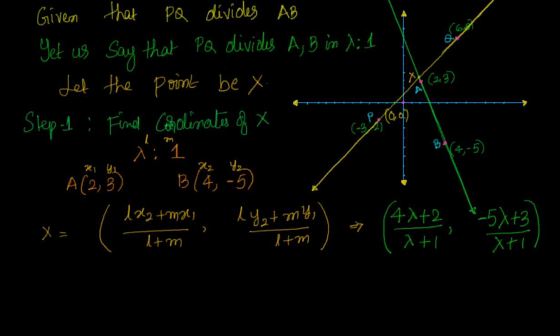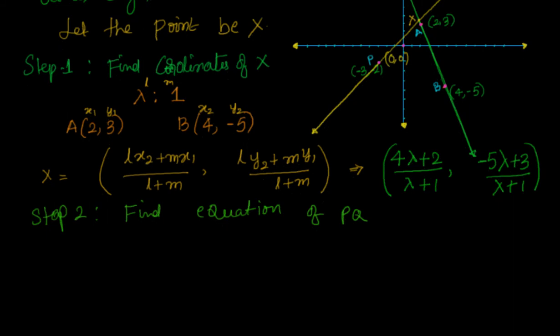So that is step 1. Now let's go to step 2. Step 2 is to find the equation of PQ. Here we will use the 2-point form, or you can use the point-slope form, anything is fine. Directly we will use the 2-point form. What is the equation we have? y minus y1 is equal to (y2 minus y1)/(x2 minus x1), nothing but the slope, and this whole thing is multiplied by (x minus x1).